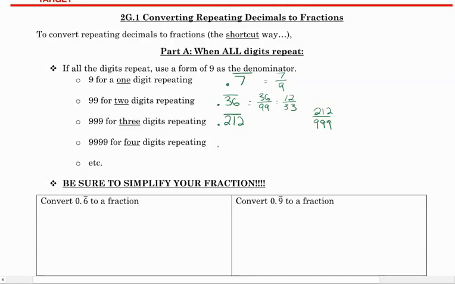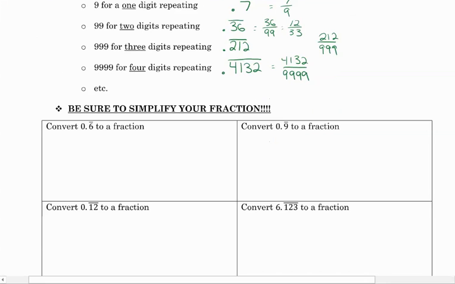And then as you can recognize from the pattern, if we have four digits repeating, so 4.4132, 4132, 4132, 4132, that would be 4,132 over 9,999. And let's see, 3, 5, 6, 10. 10 is not divisible by 3, so that should be in simplest form.